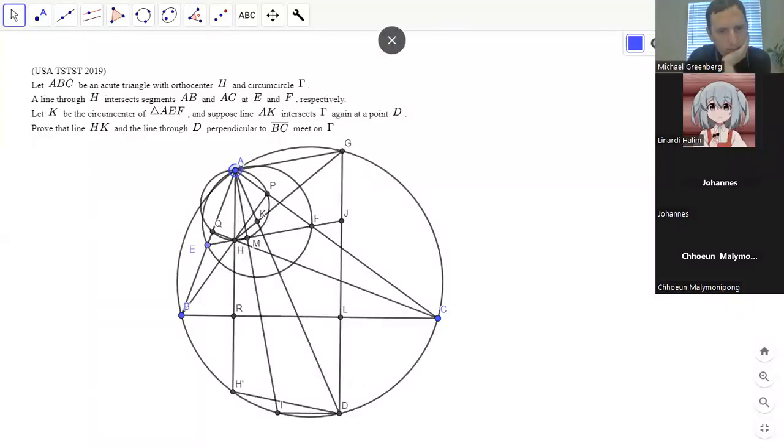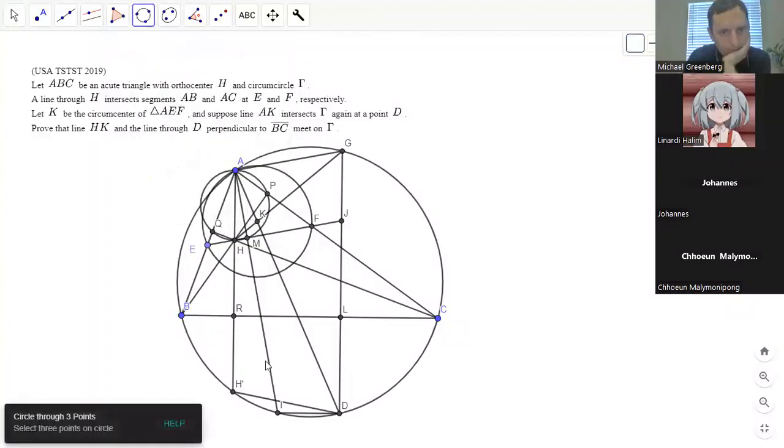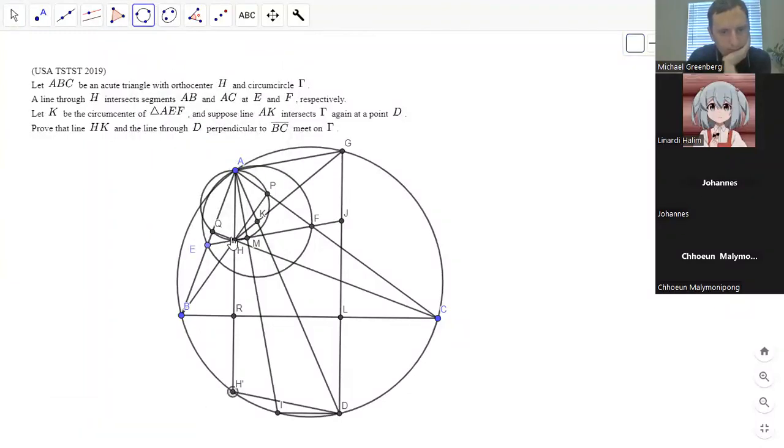All right. So yeah, we have a bunch of cyclic quads. This is cyclic. What else? This was cyclic. But yeah, I don't know how helpful that is.